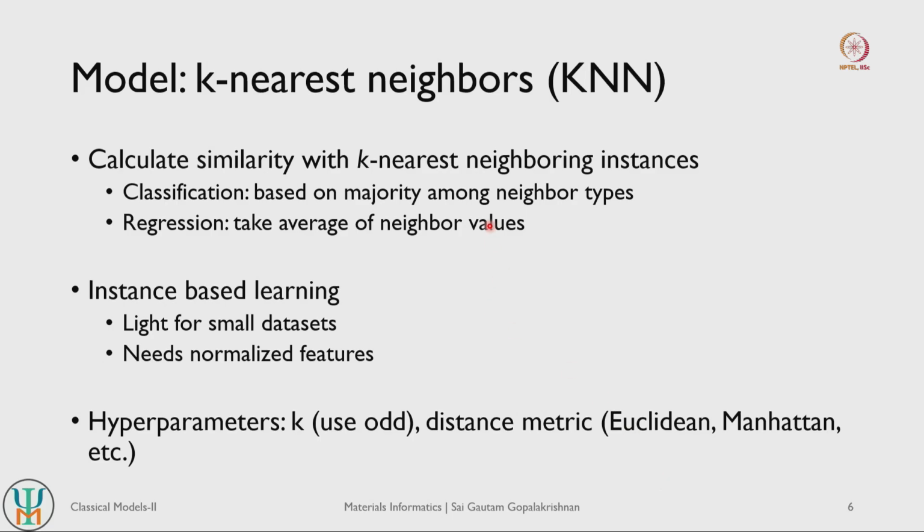Okay. So now that we have understood a little bit of logistic and softmax regression, let us now go to a slightly more complicated model, which is K nearest neighbor, or popularly referred to as KNN. So how does this model work?